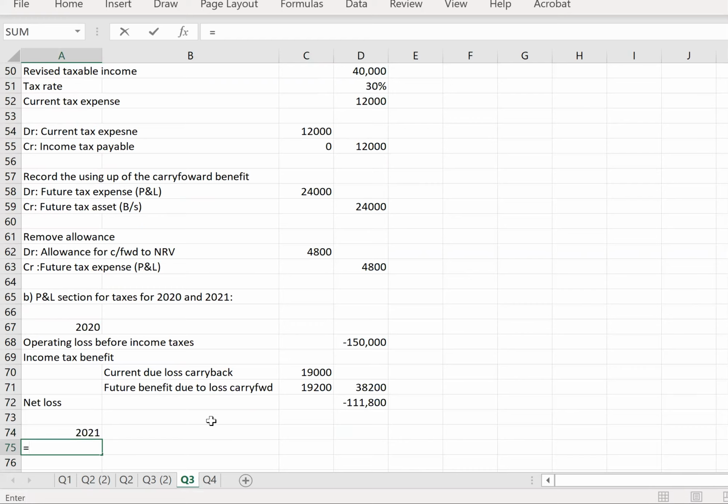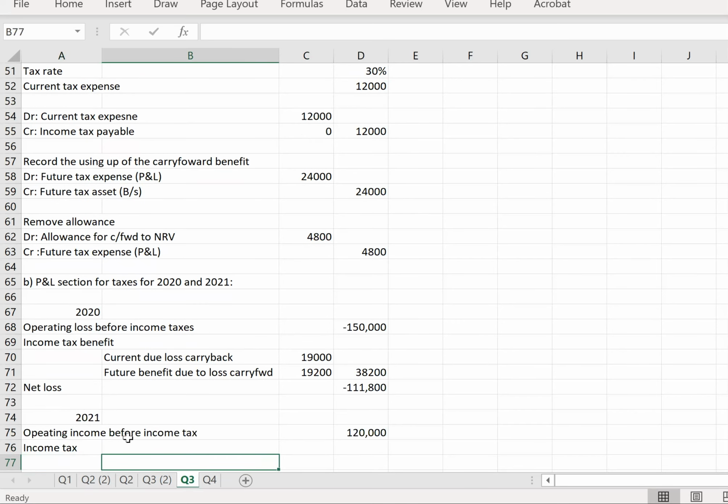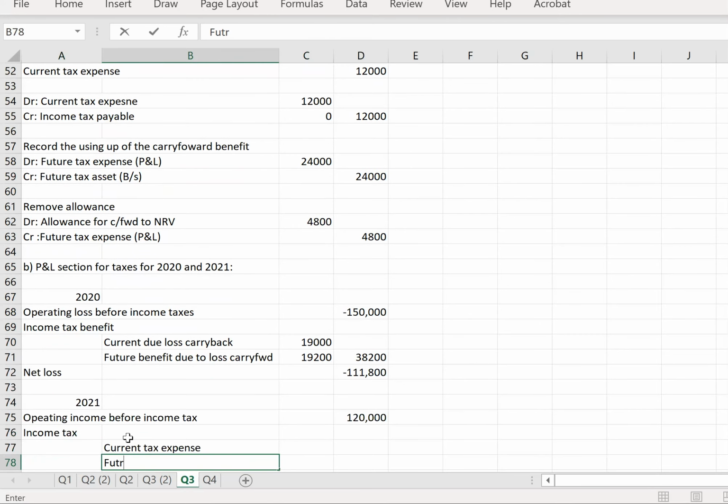So let's do the same thing for 2021. We're going to have operating income before income tax. Remember, we made money in 2021. We made 120,000. Then we're going to have our income tax. These are income tax expenses now because we have operating income. We just call it income tax, but they are expenses. We've got our current tax expense, and our future tax expense, which in IFRS we would call our deferred tax.